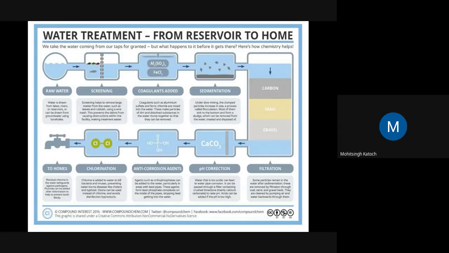Under slow mixing, after the addition of coagulants, the clumped particles increase in size, a process called flocculation. So in this flocculation, flocs are formed, and how are they formed? The positively charged coagulant particles attract the negatively charged suspended impurities. These impurities are attracted towards the coagulant particle. They stick to that, increase in size and weight, and that newly formed object is known as a floc, and the process is known as flocculation.